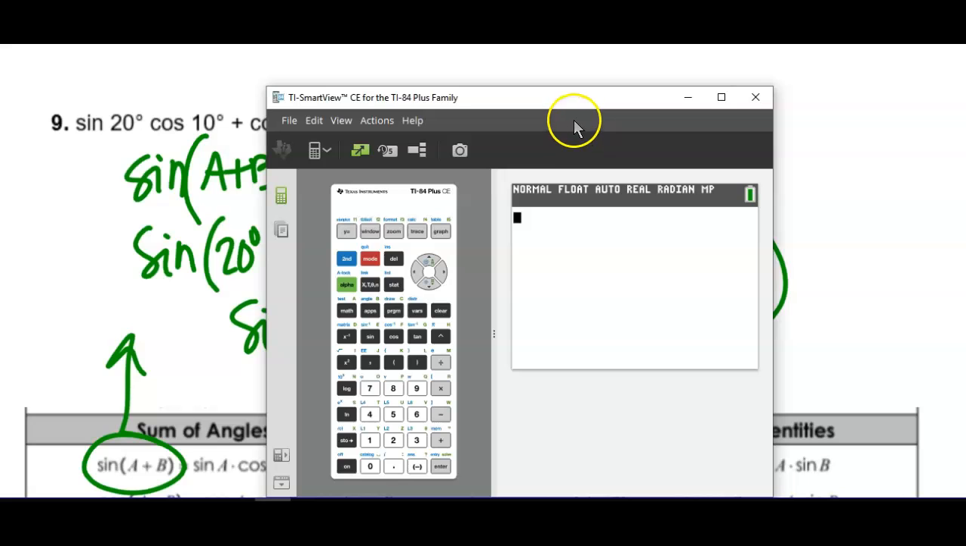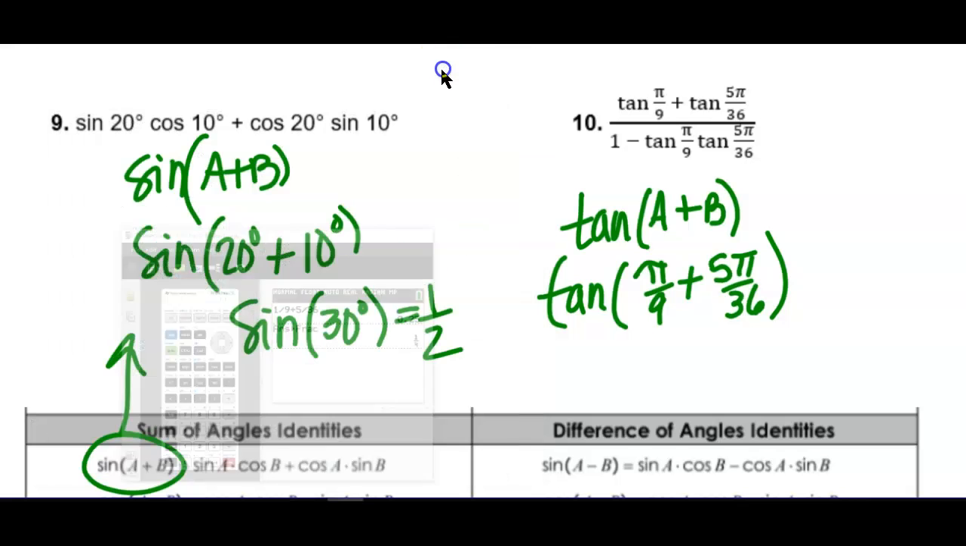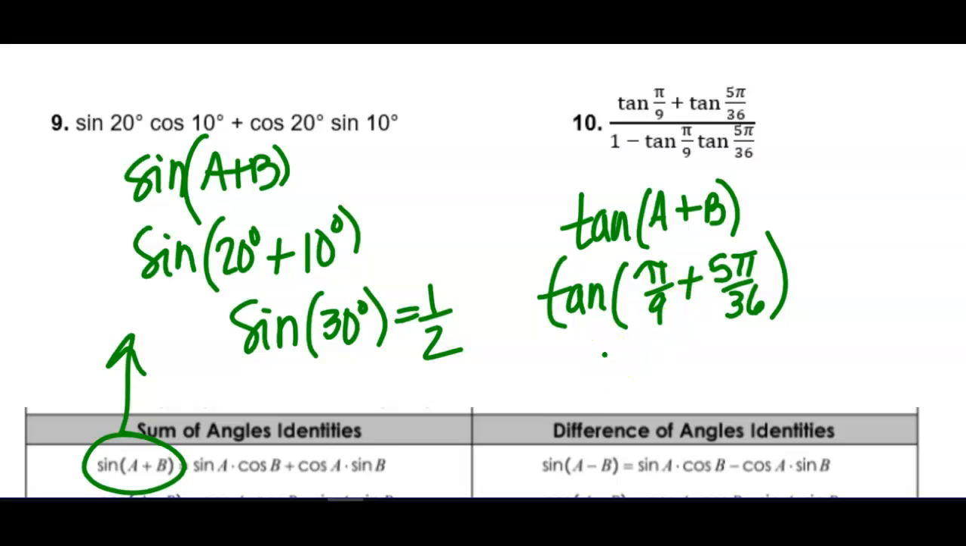If you go to the home screen on your calculator, this is 1/9 of a pi plus 5/36 of a pi. And that's 1/4 of a pi. Okay? So we end up with the tangent of pi over 4. And the ordered pair at pi over 4 is square root of 2 over 2, comma square root of 2 over 2. So y over x is 1. All right, so this whole mess up here simplified down to a 1.